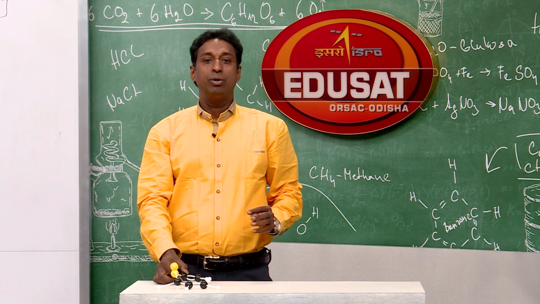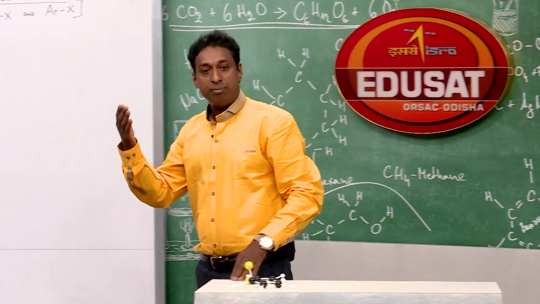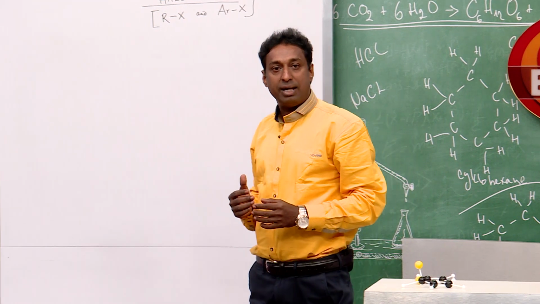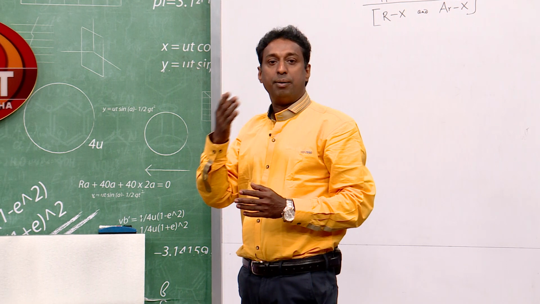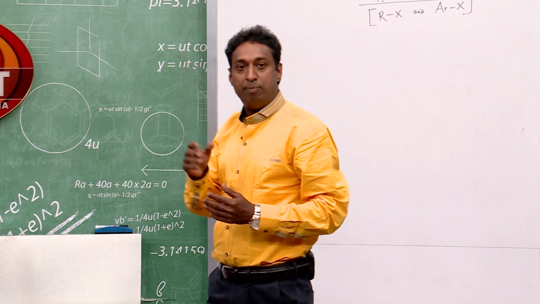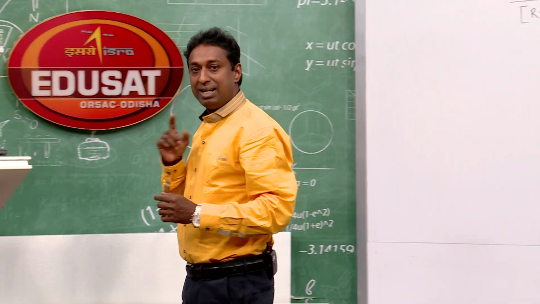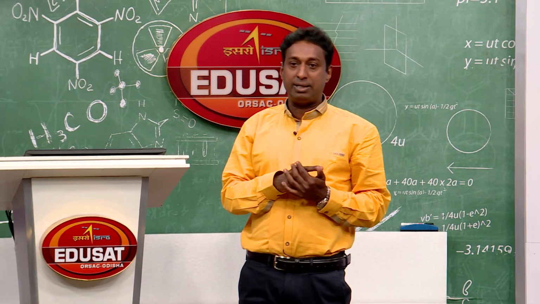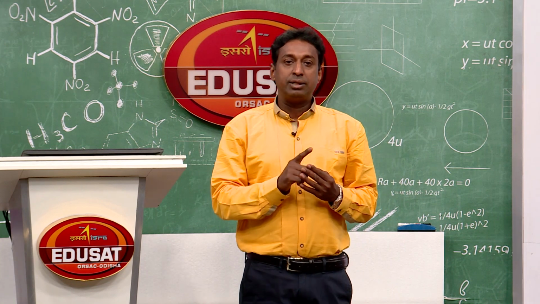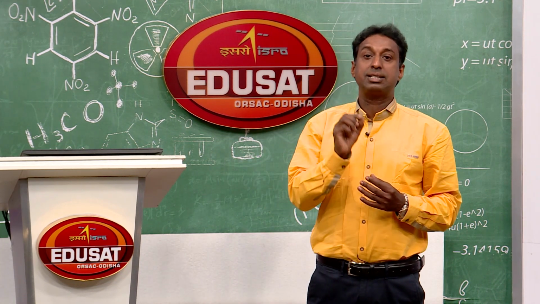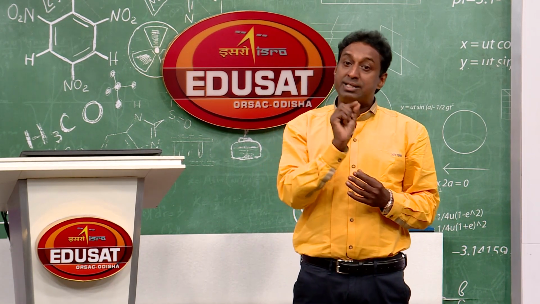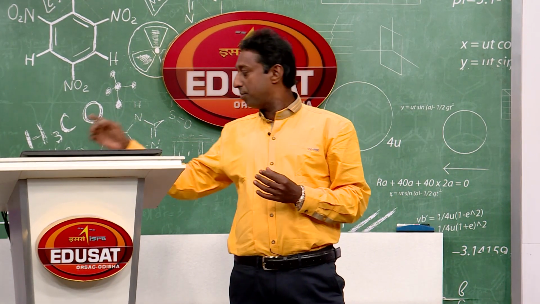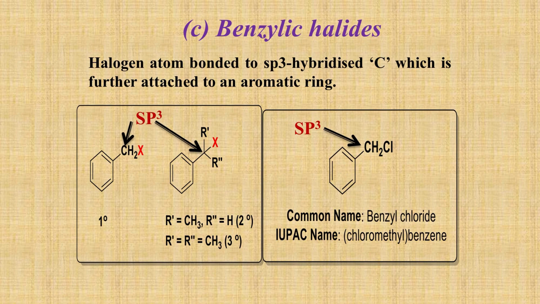Next, students, we will move to one more type of alkyl aryl halide, that is called benzyl halide. The benzyl halide is also a type of allyl halide in which the carbon atom to which the halogen is attached is sp3 hybridized, but that carbon is attached to the benzene ring system. Look at the slide, this one, this is benzylic halide.